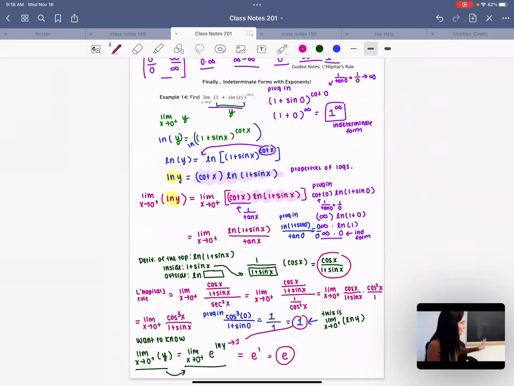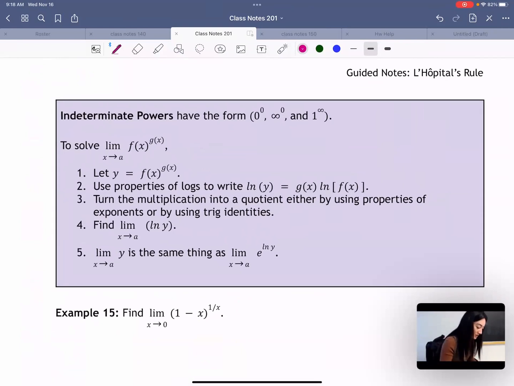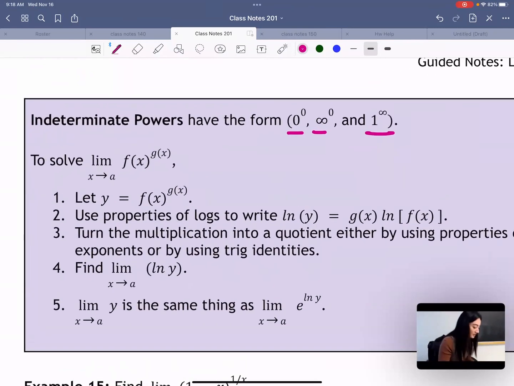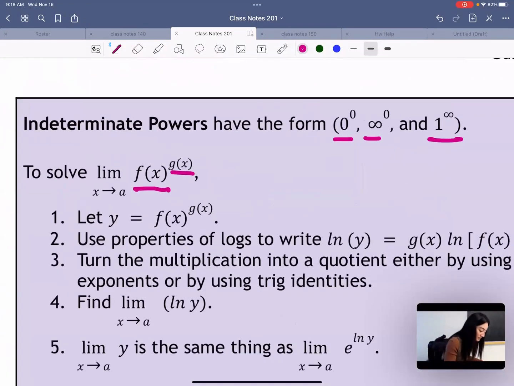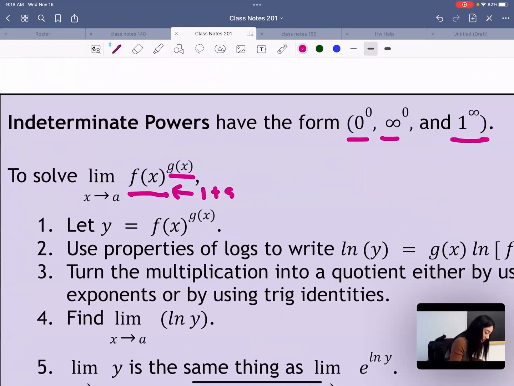And I kind of wrote out this system for you in the next page, okay? Whenever you see 0 to the 0, infinity to the 0, or 1 to the infinity, what I'm gonna do is I'm gonna talk about this in a weird way, okay? Let's say I wanna find the limit of some function f to some function g, okay? In the last example, it looks like f was the 1 plus sine of x, right? And it looked like g was our cotangent of x. Okay, so that's kind of what we were doing, okay? The first thing you're going to do is let y equal to everything that you're trying to find the limit of.